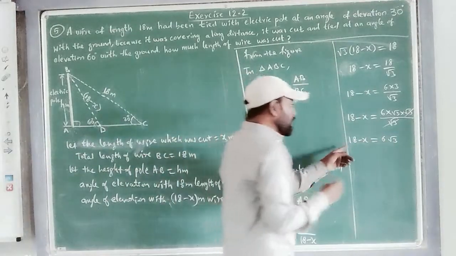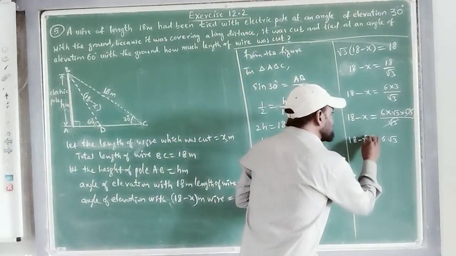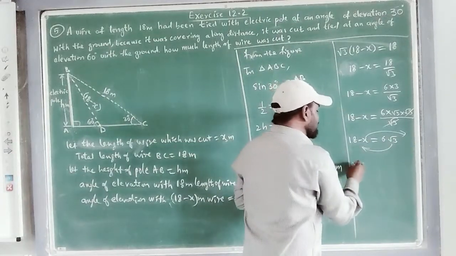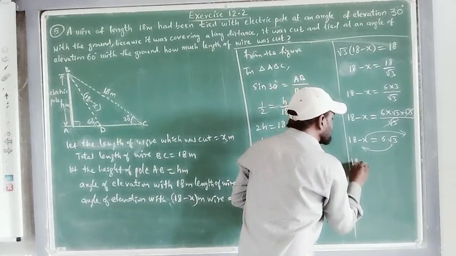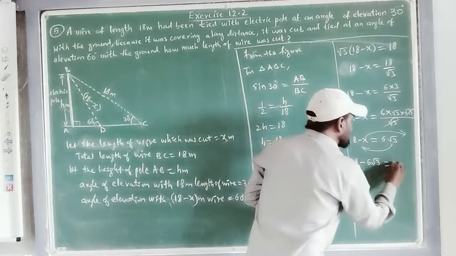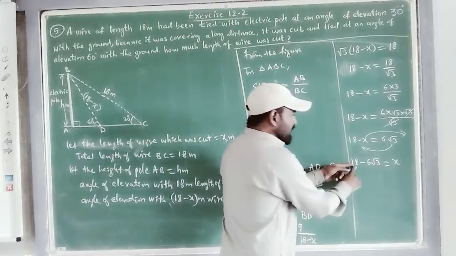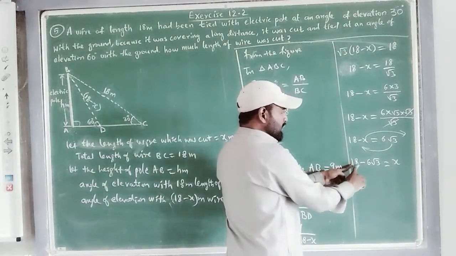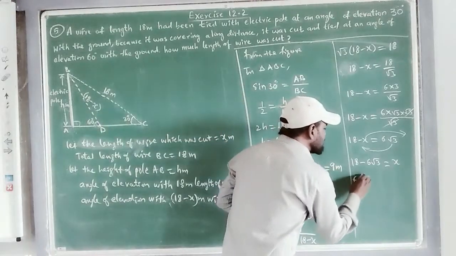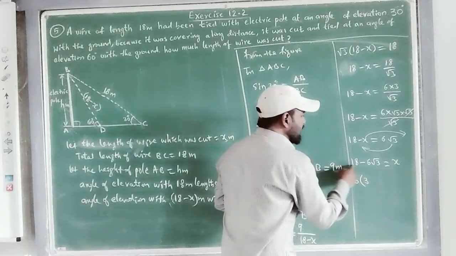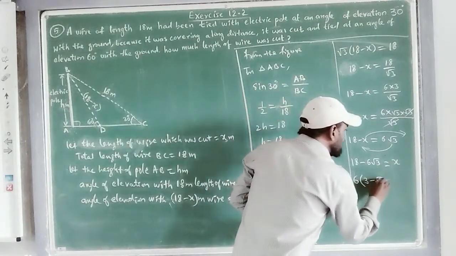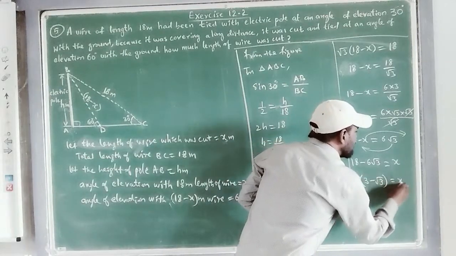Okay. Now see, I am transposing this side. Minus x goes that side. This 6 root 3 will come this side. 18 minus 6 root 3 is equal to, minus x transposed that side becomes plus x. Now here 6 is there, here also 6 is there. 18 means 6 into 3 we can write. So from this 18 I am taking 6 as common. Now 6 times (3 minus root 3) is equal to x.